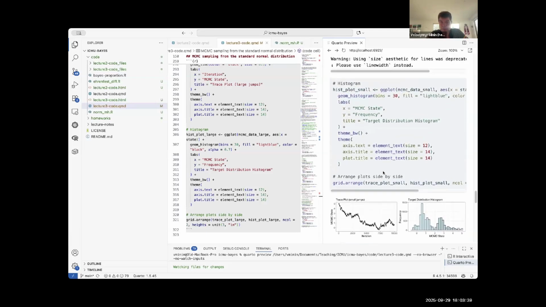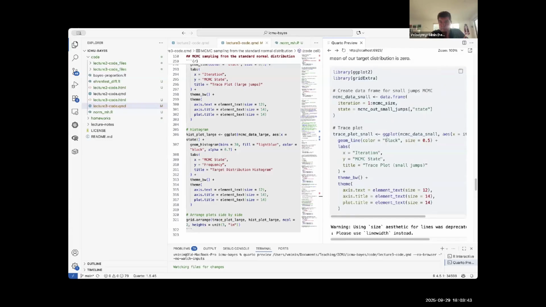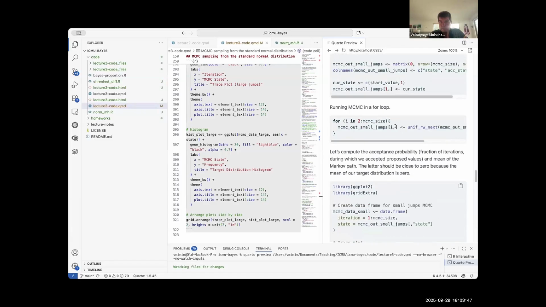And that's because when I ran it, my tuning parameter was very small, 0.05. So I was perturbing my current value, let's say 5, by saying, okay, maybe add 0.02, 0.03, or subtract 0.02, 0.03. So it's very small steps.